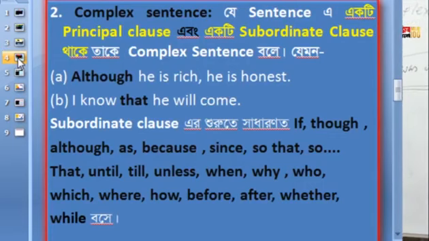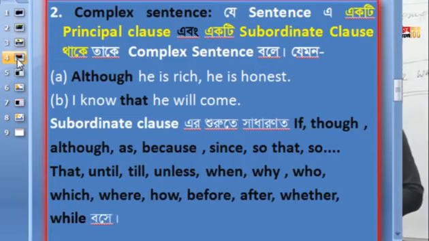And here you are getting the subordinate. If you want to make any subordinate clause, you need some conjunction, a subordinate conjunction, like if, though, although, as, because, since, so that, so dot dot that, until, till, unless, when, why, who, which, where. In this way, you can make any subordinate clause by using this type of conjunction.